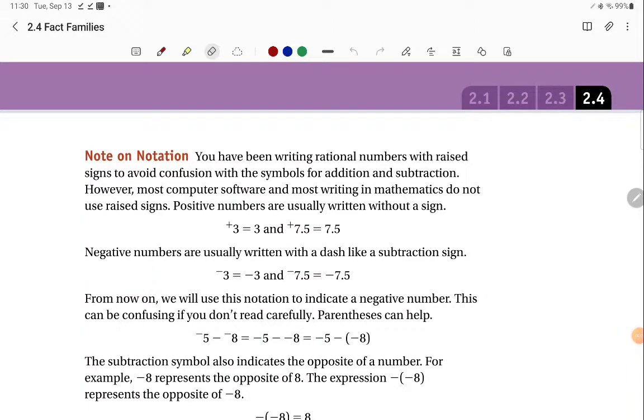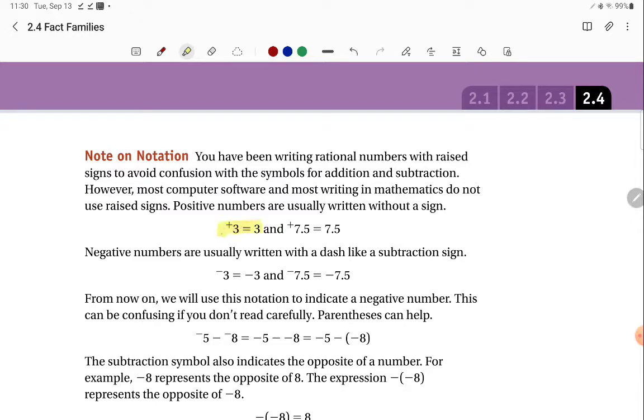Now we are going to be taking a look at 2.4, which talks about this thing called fact families. It's pretty much a review, a summation of 2.1 through 2.3, but I just want to do a quick video to help explain it and then also talk about this. Right at the beginning of this section, it talks about this change of notation.